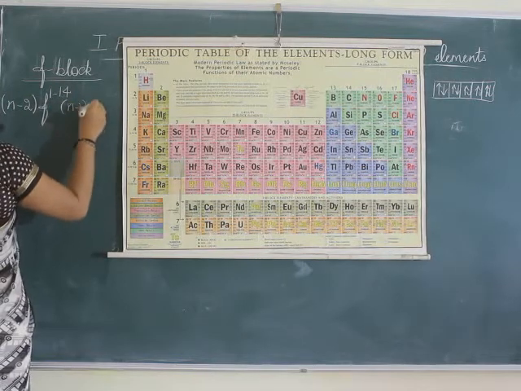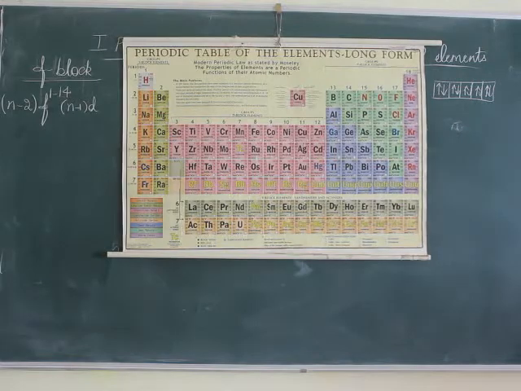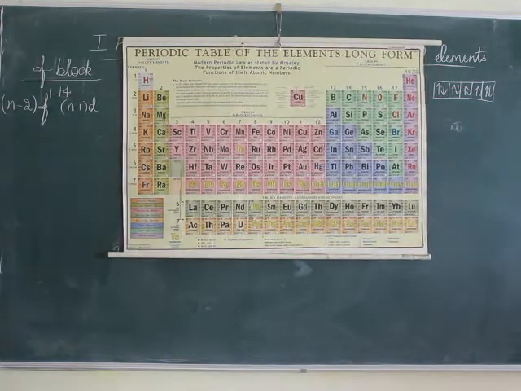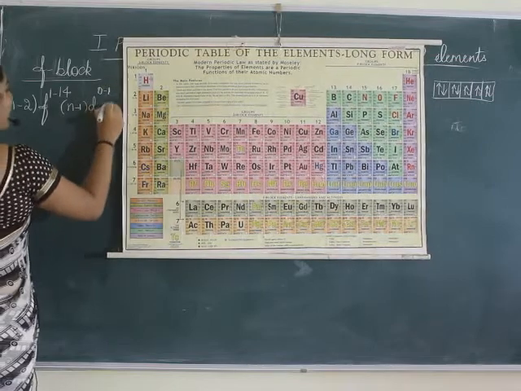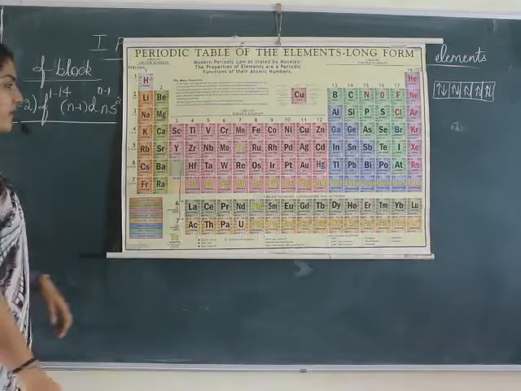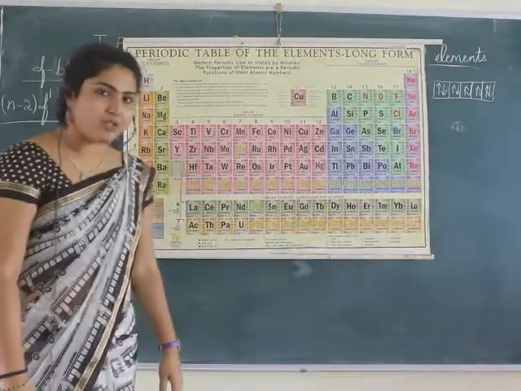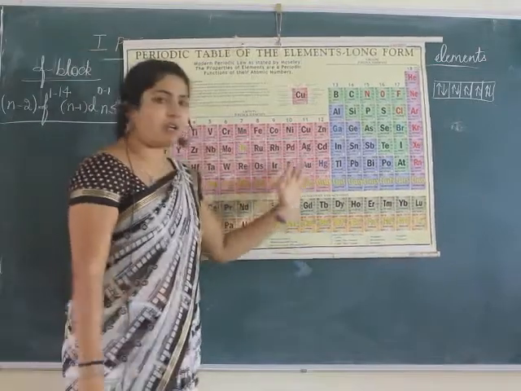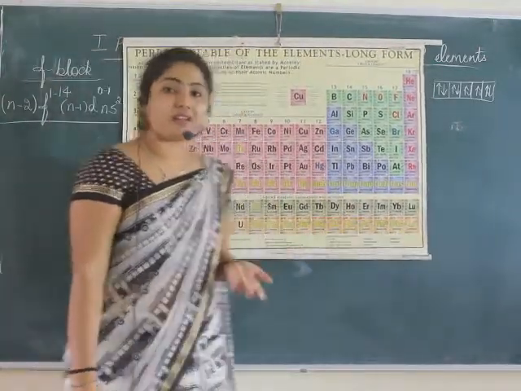n-1 d. So here the d orbitals can be from 0 to 1, and then here I'll write ns2. This is the outer shell electronic configuration for F block elements. What is the name for F block elements? Do you know? These D block are called transition elements. Here F block elements are called inner transition elements.